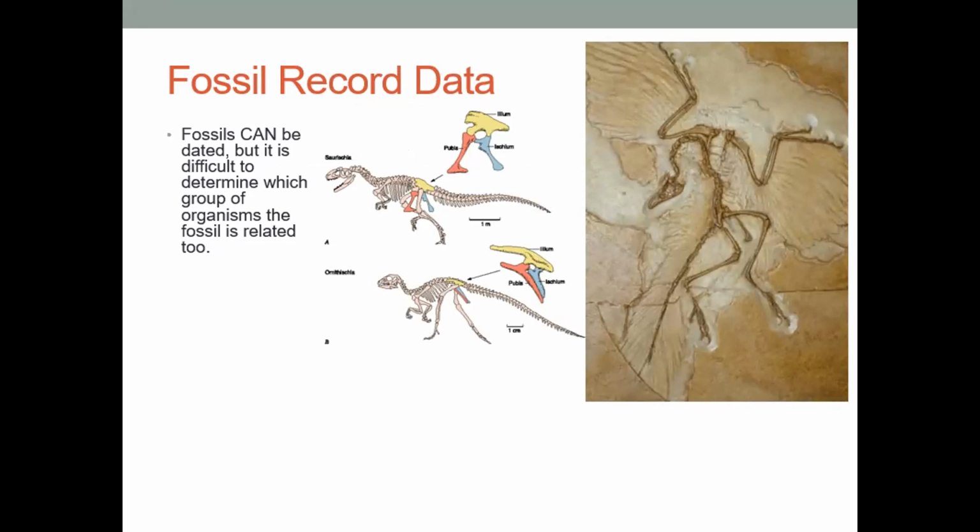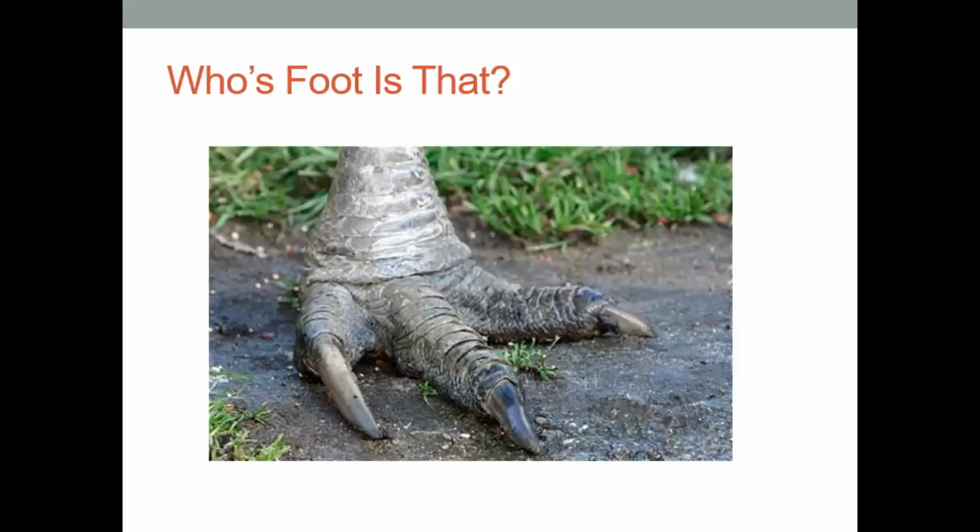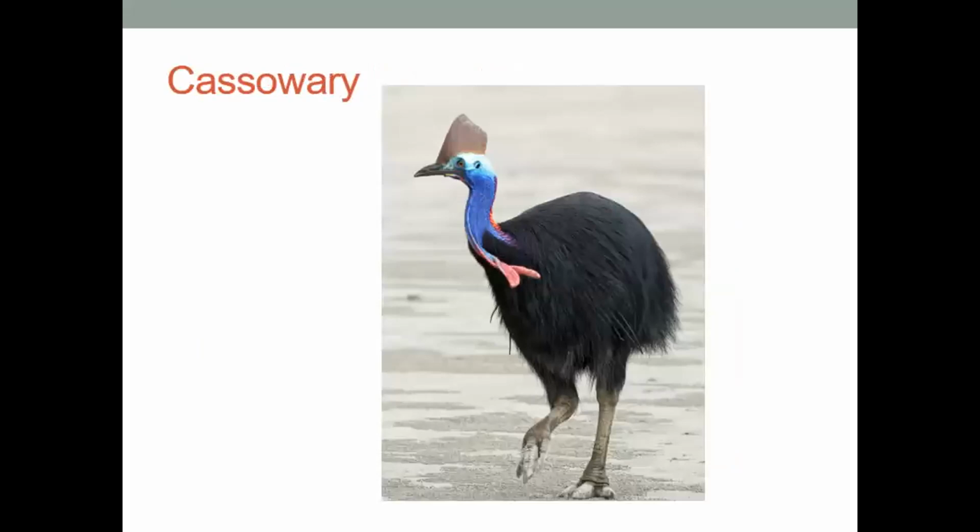Archaeopteryx. Look at these guys. Modern day ostrich, and this is an ancestor. This is called Ornithomimus. It literally means bird mimic. Avery, look at that foot. What does that foot remind you of? Bird of some sort? Duncan, what does that look like to you? You're both right. This is a cassowary.